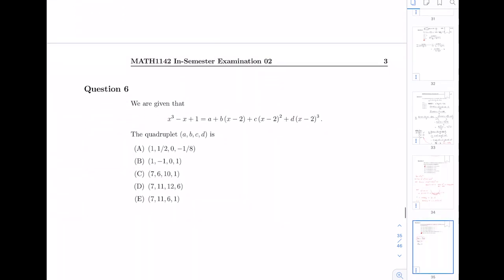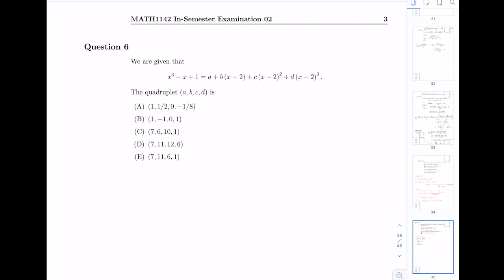Scrolling. Question number 6. Let's see if we can do this one. We're given this equivalence relation here. Don't want to use the term equivalence relation, but of course, we have an equation, right? And in our equation, we see that x cubed minus x plus 1 is equal to a plus b times x minus 2 plus c times x minus 2 squared plus d times x minus 2 cubed. The quadruplet a, b, c, d is given by which of these sets?